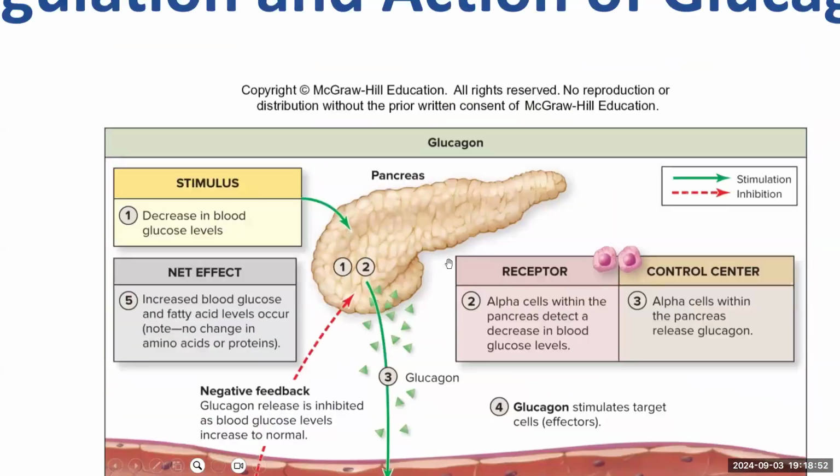All right. And so the same thing here. We're going to be dealing with that negative feedback loop. So when blood sugar levels get up to a significant level there, then we're going to stop the production of glucagon.